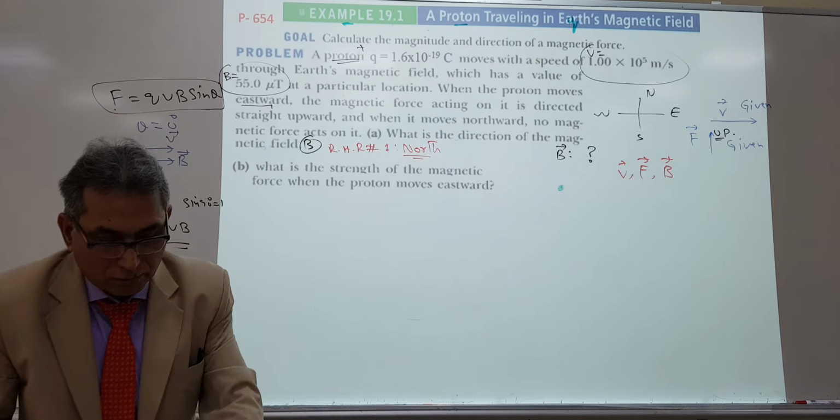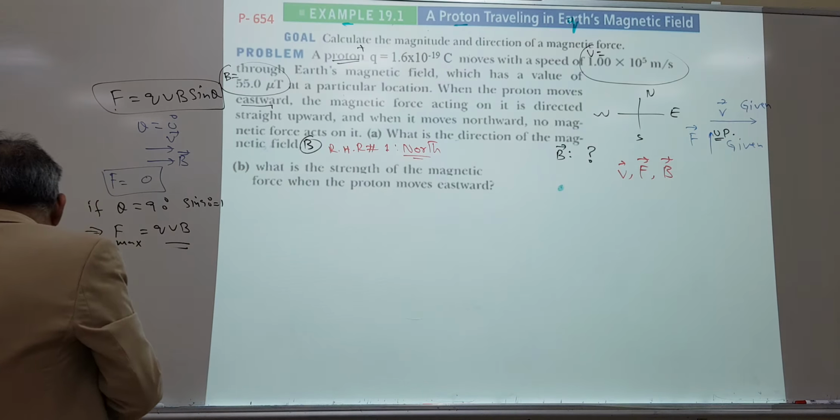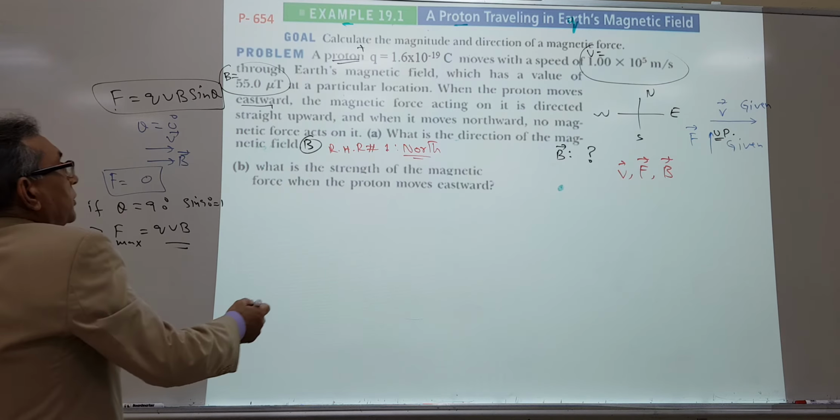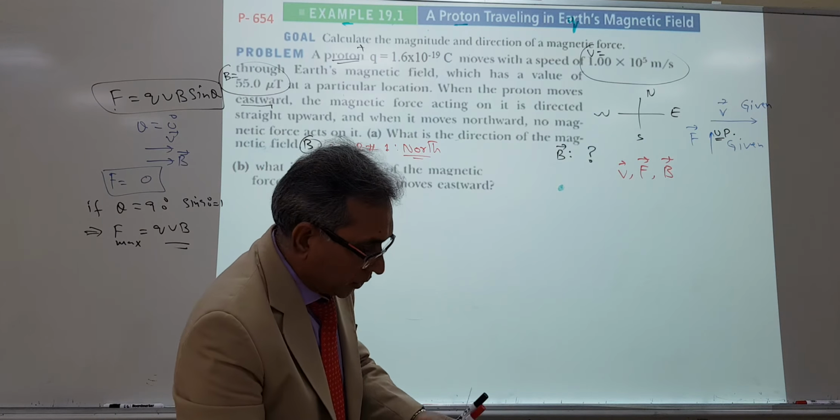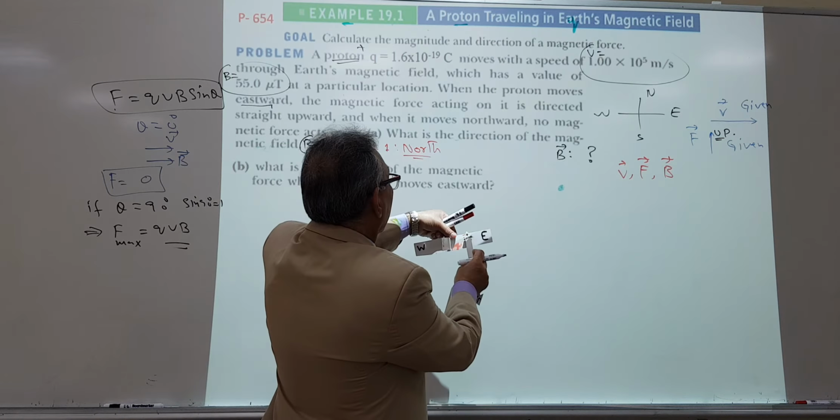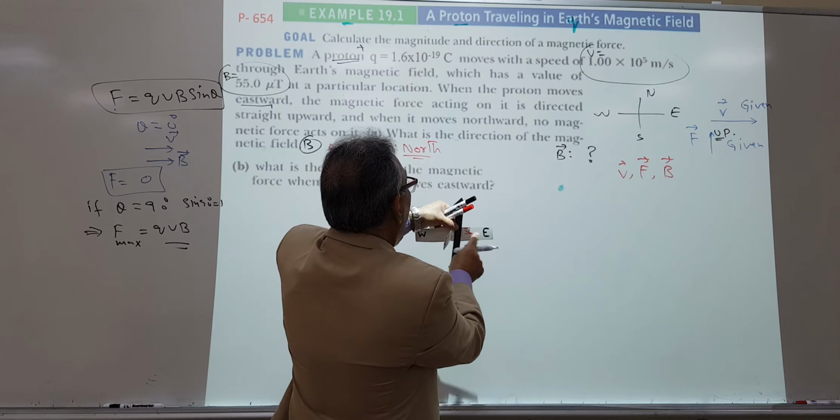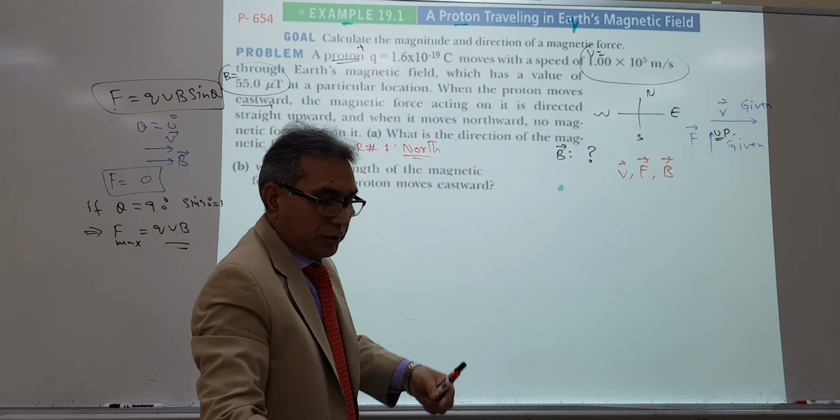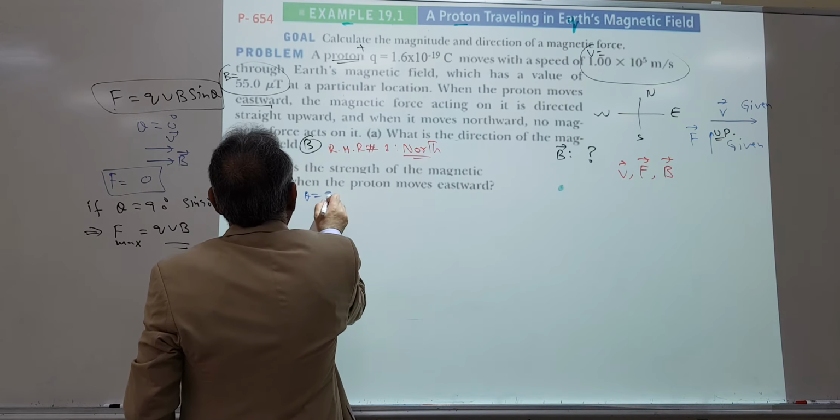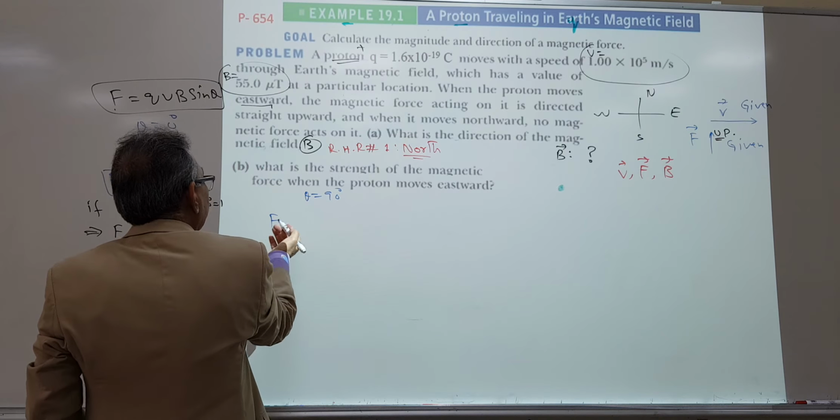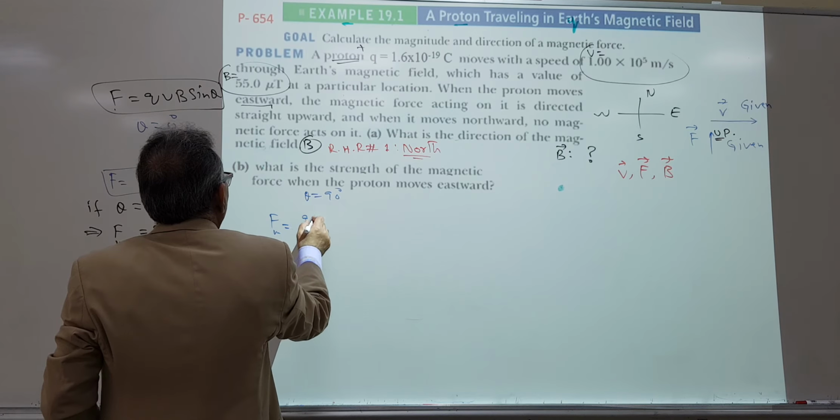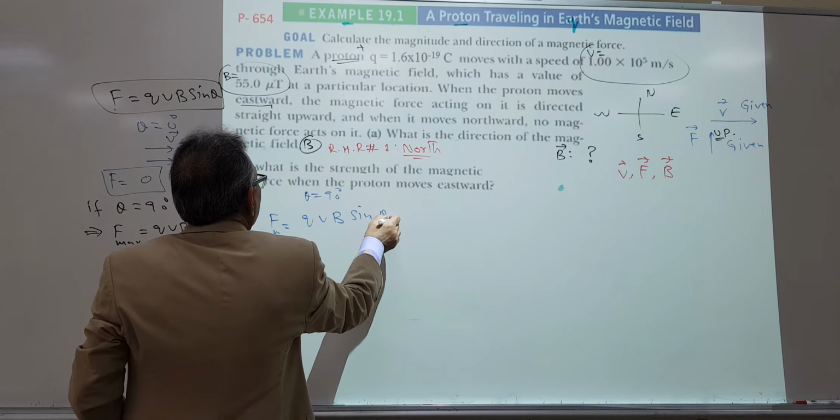Clear? Alright. Now, the magnitude of the force. As I told you, this is the velocity and this is the magnetic field, north. So what is the angle? 90 degrees. So theta is 90 degrees. So the magnetic force, F or Fm or Fb, same, is QVB sine theta.